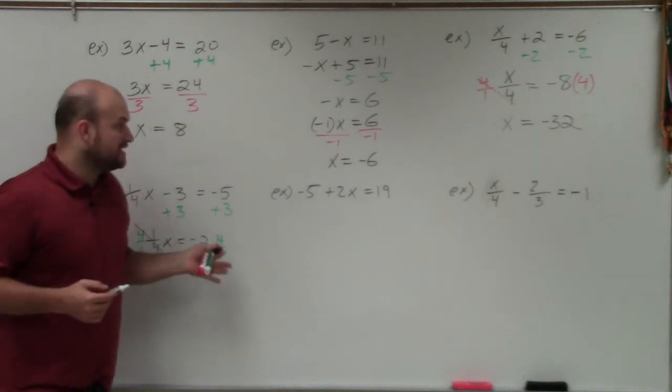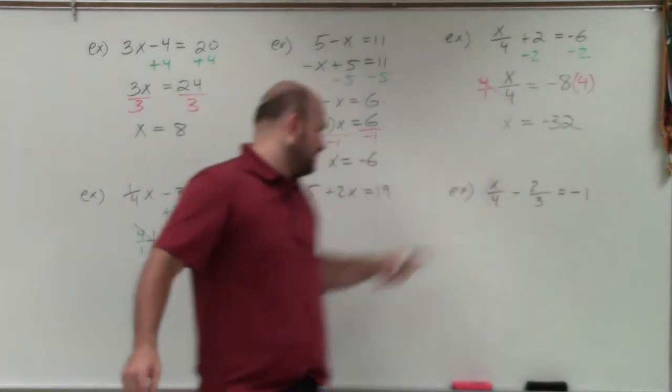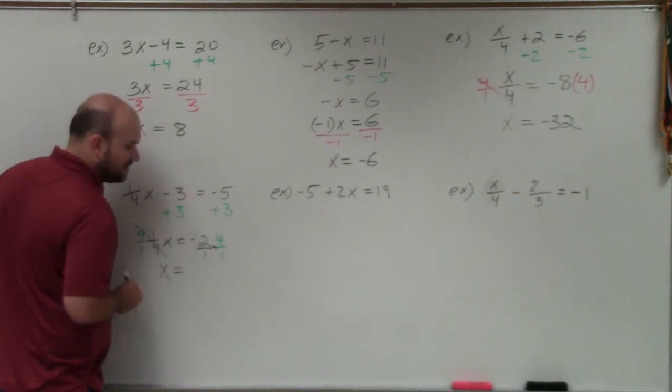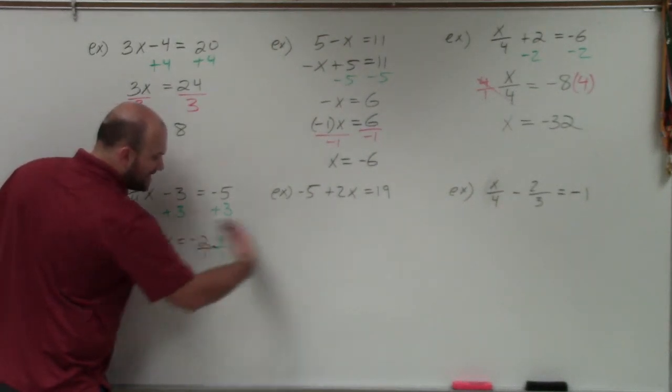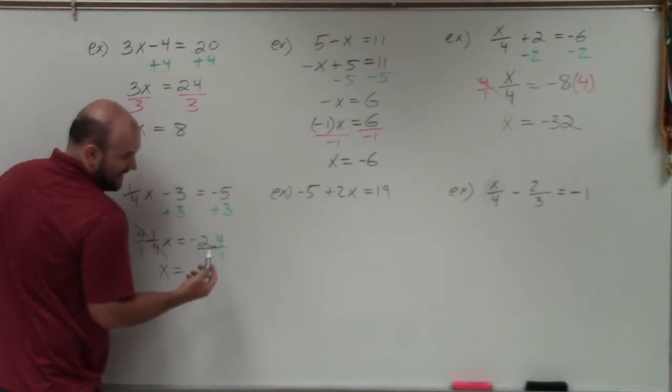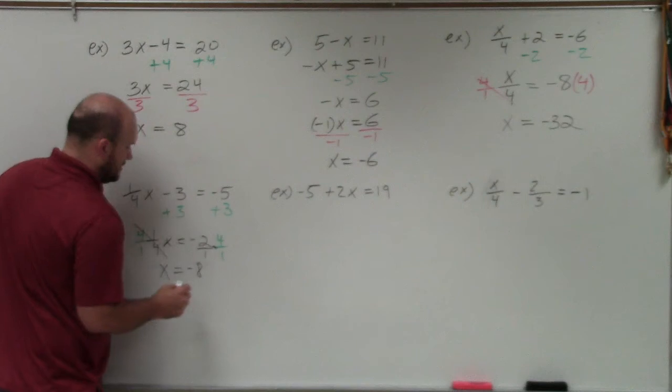Some students get confused here because here I just multiplied by 4. Now I'm multiplying by 4 over 1. Well, again, really, guys, negative 2 is really negative 2 over 1. So when you multiply fractions, you just multiply straight across. Negative 2 times 4 and 1 times 1 is negative 8 over 1, which is just negative 8.